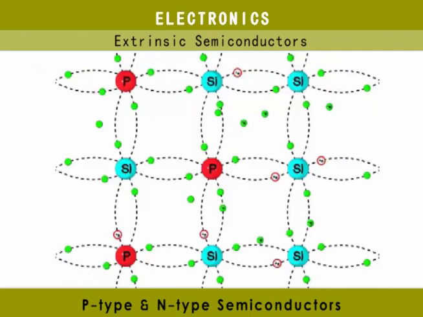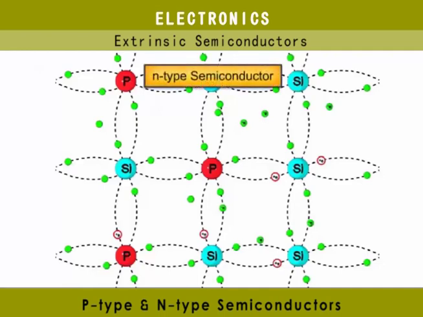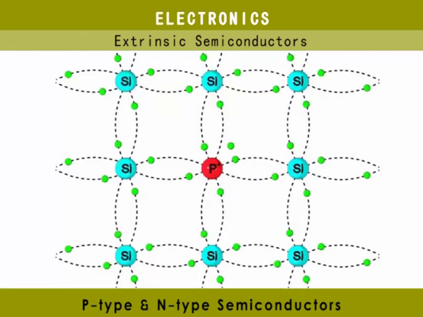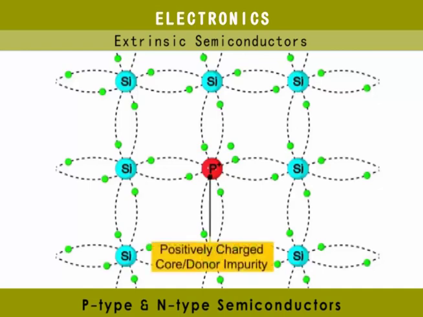The negatively charged free electrons are thus the majority carriers in such a semiconductor doped with a pentavalent dopant. Such an extrinsic semiconductor is called an N-type semiconductor. When a dopant atom gives up its electron, it becomes positively charged. Therefore, a dopant atom in an N-type semiconductor is called a positively charged core or a donor impurity.